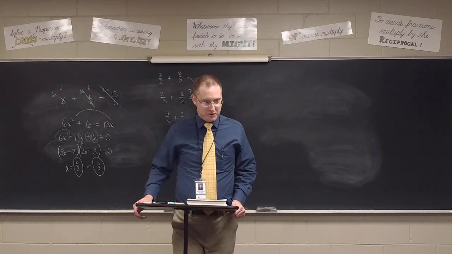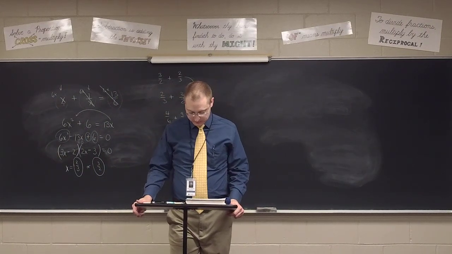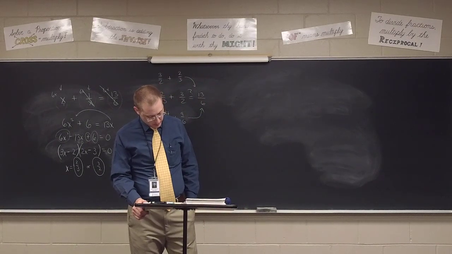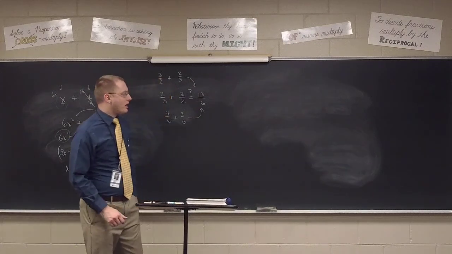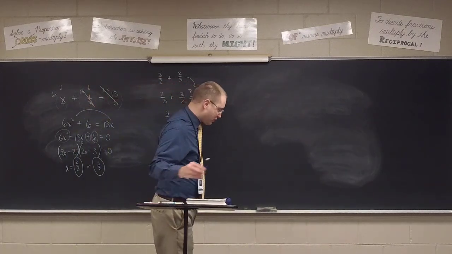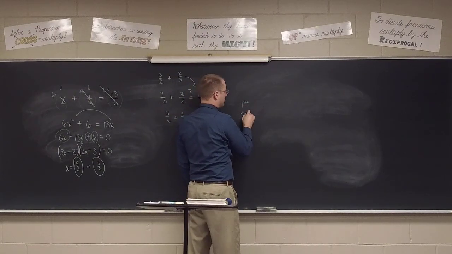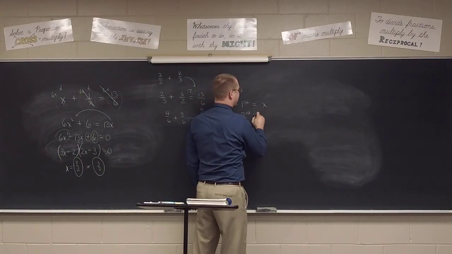Read this one for us if you would. Brecken. The sum of the reciprocals of 2 consecutive integers is 5/6. Find the integers. Now, I'm representing 2 consecutive integers. How do I represent consecutive integers? Good, x and x plus 1.